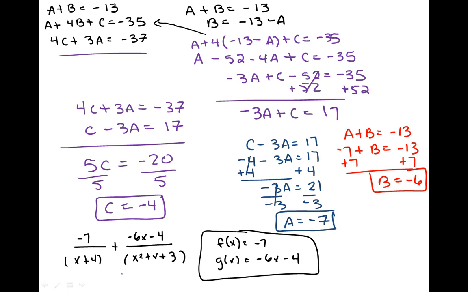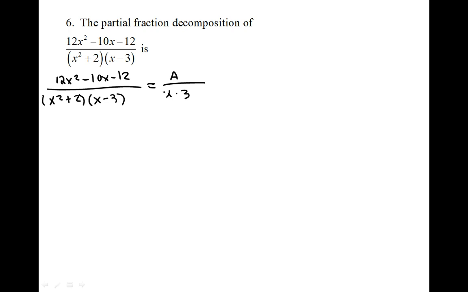All right, we have one more problem to do. If you're still following along with me, it'll be similar to that one. So we'll just go ahead and jump through this one. We're going to have 12x squared minus 10x minus 12 over x squared plus 2, which is quadratic, times x minus 3, which is linear. So we'll call our linear one A over x minus 3, plus our quadratic will be Bx plus C over x squared plus 2.